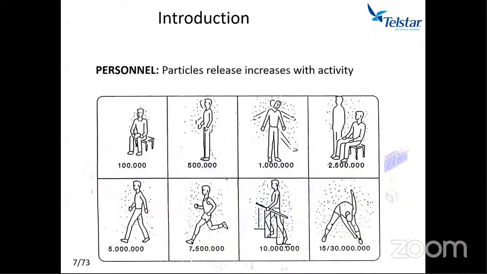Okay, what is the main contamination source in an area? People. Only sitting down, we are delivering 100,000 particles per minute. If we move actively, we will even get to 5 million. If we run, 7.5. And if we do a very active exercise, between 50 and 30 million.